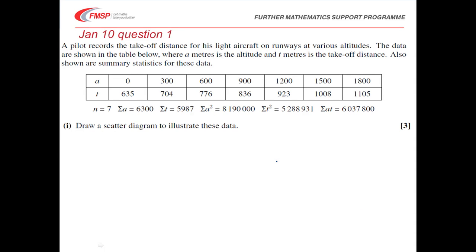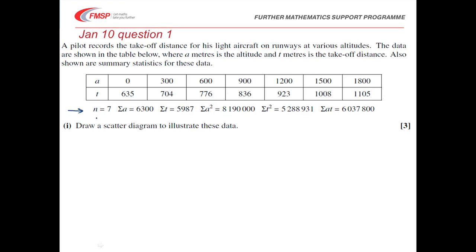So, January 10, question 1. We've got a pilot who is going to record the takeoff distances for his light aircraft on a runway. The data are shown in the table below, where A is altitude in meters and T is takeoff distance, and we're given the summary statistics as well. Before we draw a scattergraph of this, we need to understand which way round my axes need to go. There is a hint later in the question, which I'll talk about when we get there, but it's worth thinking about now.